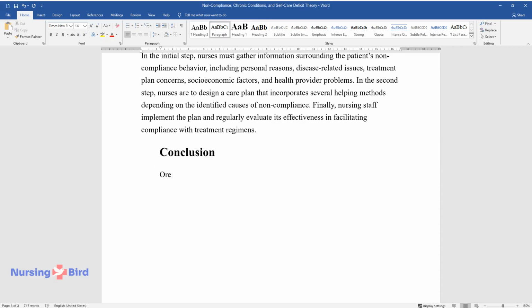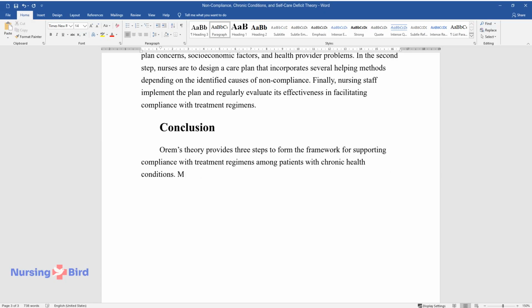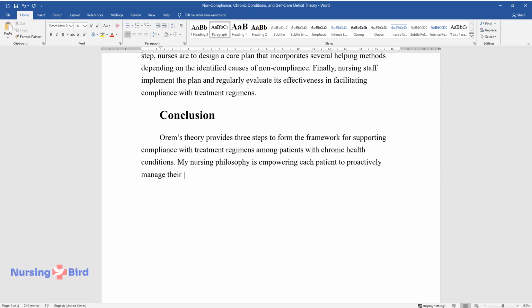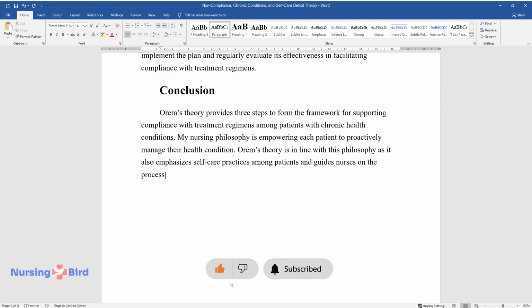Conclusion. Orem's theory provides 3 steps to form the framework for supporting compliance with treatment regimens among patients with chronic health conditions. My nursing philosophy is empowering each patient to proactively manage their health condition. Orem's theory is in line with this philosophy as it also emphasizes self-care practices among patients and guides nurses on the process of interventions aimed at enhancing self-care.